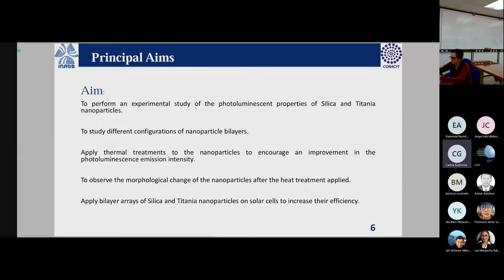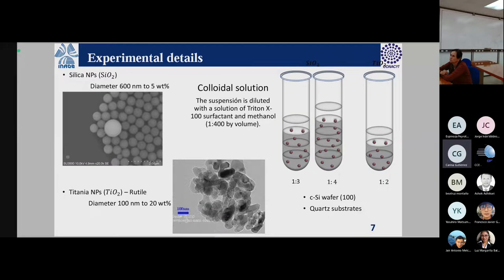So for this, our aim is to perform an experimental study of the photoluminescence properties of silicon and titanium nanoparticles, and then study different configurations of nanoparticle layers, applying thermal treatments to the nanoparticles to encourage an improvement in the photoluminescence emission intensity. And then we can see the morphological change of the nanoparticles after these thermal treatments, and we apply these results over solar cells. In our experiments, we use nanoparticles of silicon dioxide with a diameter of 600 nanometers, and also titanium dioxide nanoparticles in their rutile phase, with a diameter of 100 nanometers.